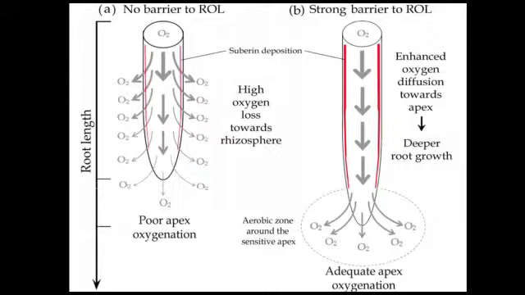the roots from growing. In contrast to this, many water-tolerant plants have developed a physiological adaptation which allows for a strong cortex barrier along the length of the roots, which prevents ROL. Because of this, oxygen is now able to travel down the root and reach the apex, which allows for deeper root growth in these flooded soils. This gives rise to the aerobic zone, which is where all of the oxygen passes subsequent to having reached the apex.